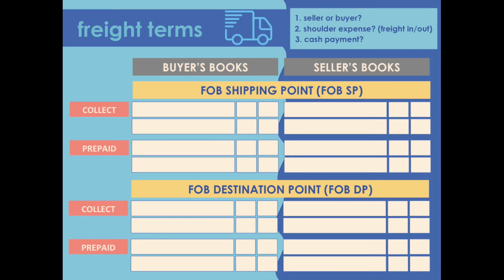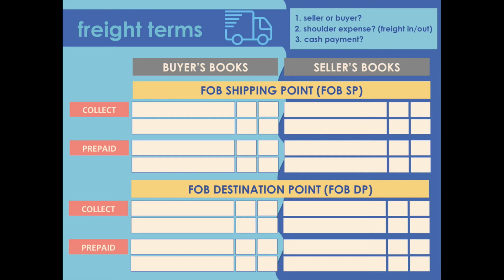Now we'll talk about the journal entries relating to the freight terms. And to journalize, you just need to ask 3 questions. 1. Is the company the buyer or the seller? 2. Will the company be the one shouldering the expense? And 3. Will the company be the one making the cash payment?